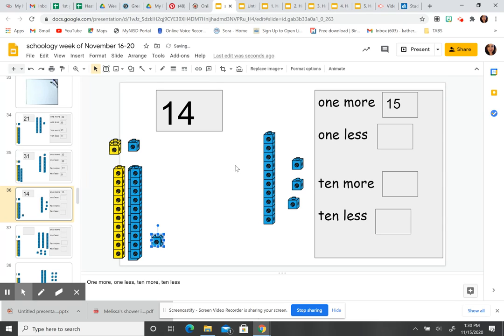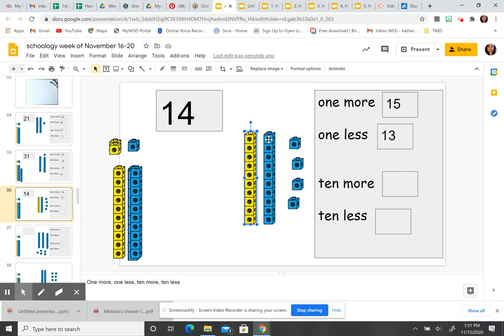Okay, so now I'm going to count. 10, stop, 11, 12, and 13. So one less would be 13. Okay, I've got to set it back to my original number, which was 14. Okay, 10 more, not one more, 10 more. So I'm going to put 10 more. Okay, go ahead and count and see what you think you have when you add 10 more to 14.